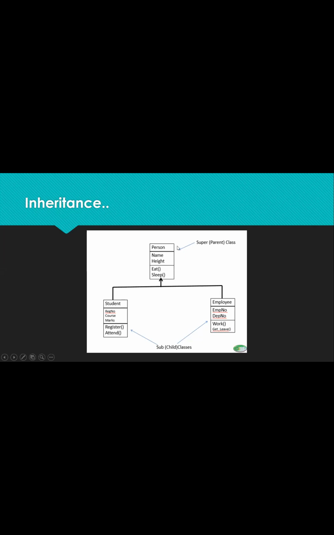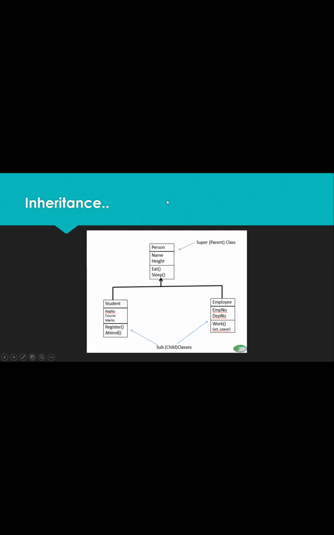So for this we can say super class or parent class. For these two we can say sub class or child class. Am I clear? Now see, here there is a class called person. These two have, but now this super class has name, height, and what are those? Name and height are what? What are these two? This class what? Attributes. Is it clear?